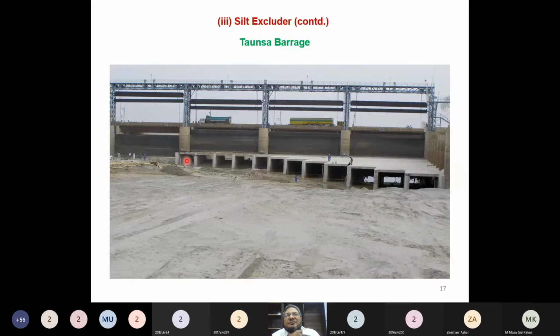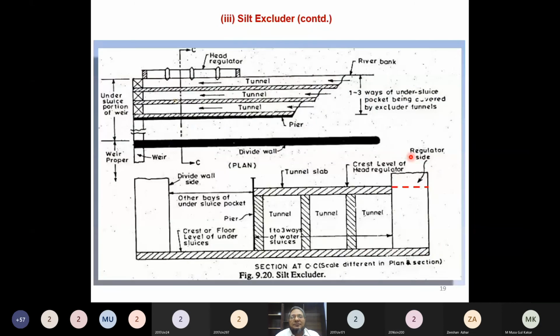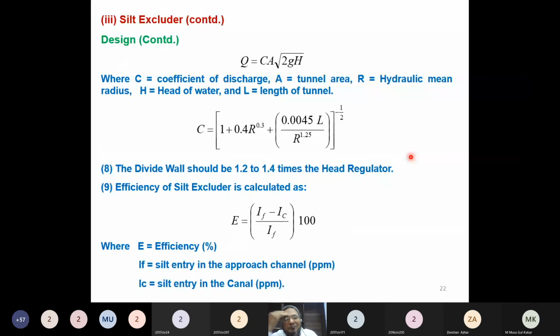What do you think? What is your opinion? Yes, I think even if they are of the same dimensions, the cross-sectional area is the same, so the discharging capacity of this tunnel should be greater than this tunnel because it has a longer length, so there would be more friction and more head loss. Am I right? Yes. Can you also prove it from the equation?